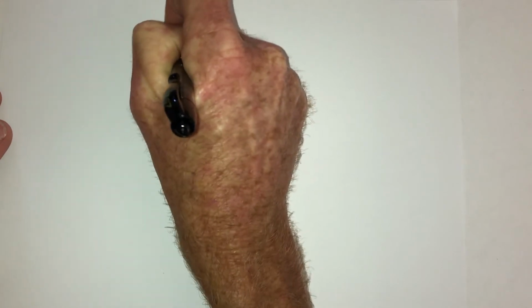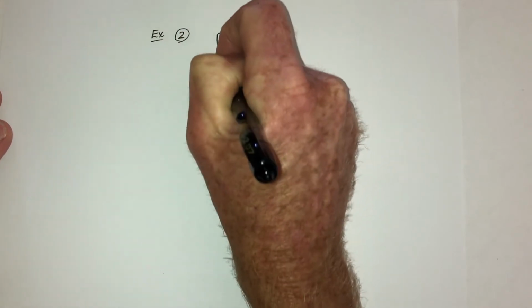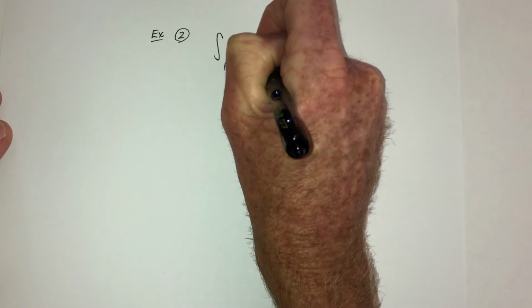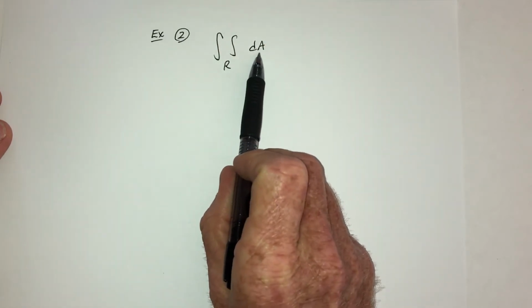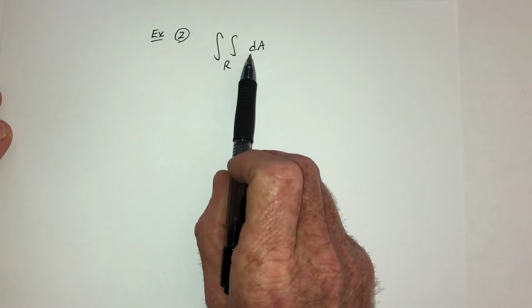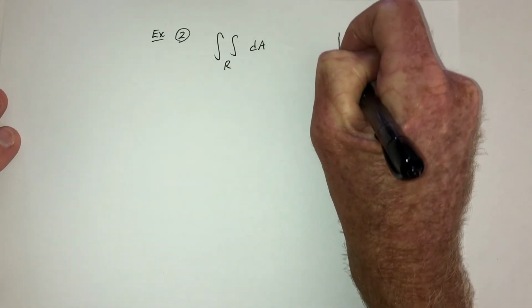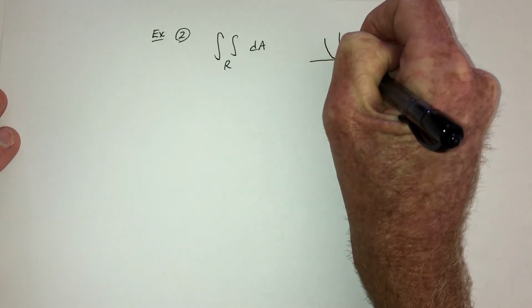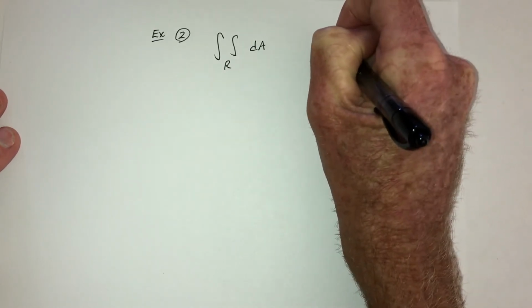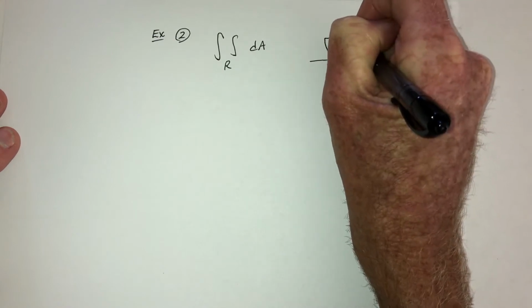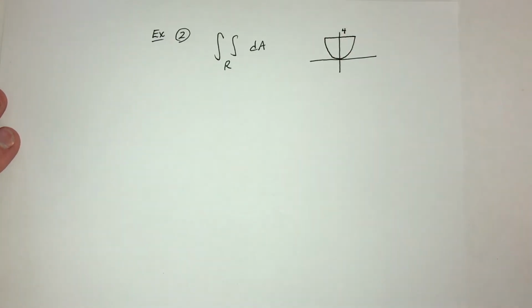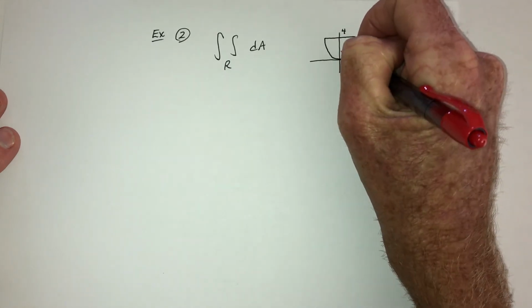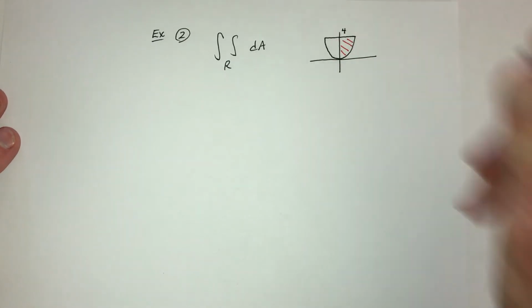Then for example number 2, okay, now for example 2. Do the double integral over the region R. And this just means over an area. So dy dx or dx dy, we're actually going to do two parts. We're going to do both. So this is just the parabola y equals x squared. And this is at a height of 4. And then we're going to be using this area right here, just the right side of it.